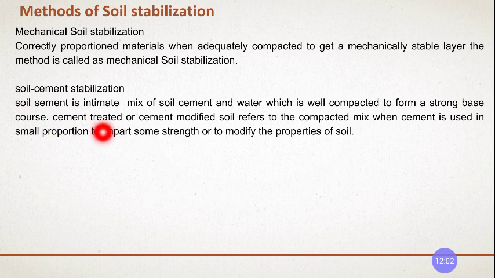Cement treated or cement modified soil refers to the compacted mix when cement is used in small proportions to impart some strength or to modify the properties of the soil. It is not added in large quantities, because if we add it in large quantities, the cost will increase, and it is not of use. So we add it in very small quantities to just modify the properties of the soil.